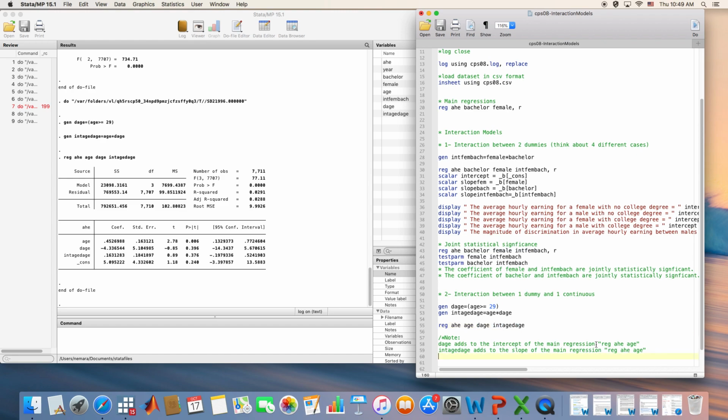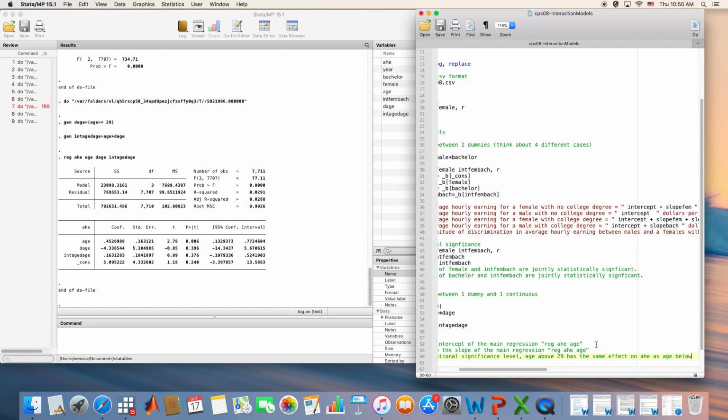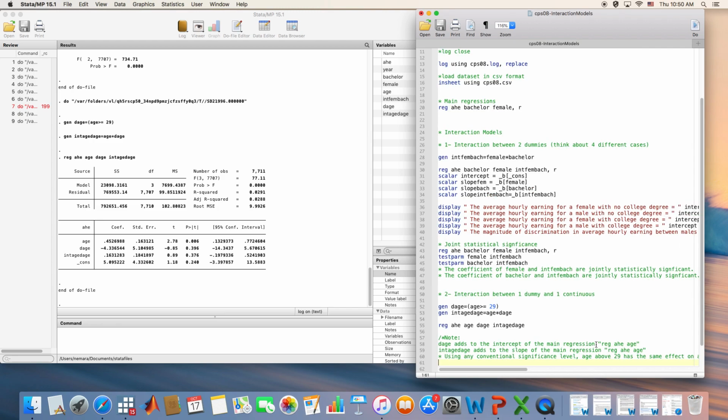You can also write it as follows. Using 5%, or actually at all conventional significance levels, age above 29 has the same effect on average hourly earning as age below 29. What else can we say?